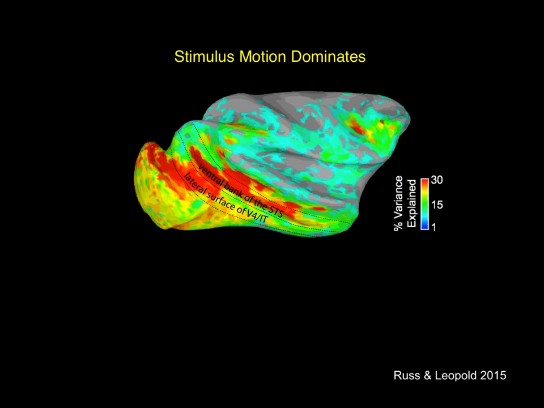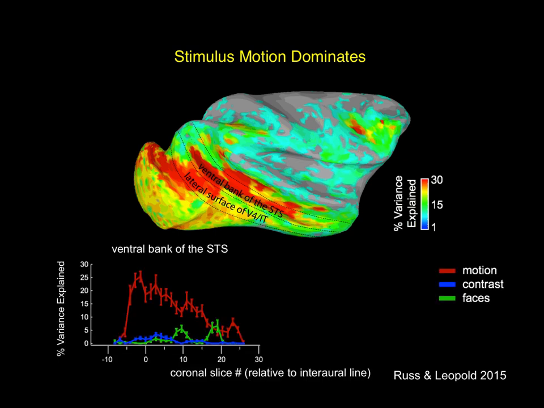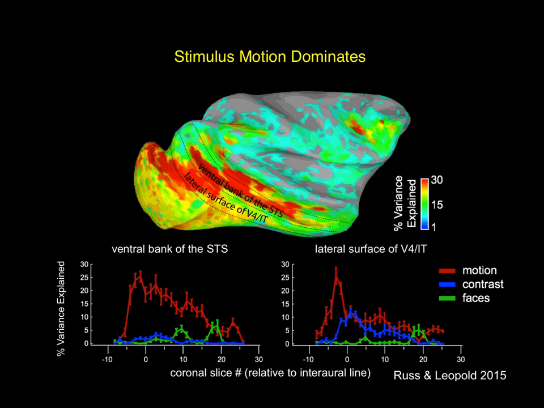These are two known streams along the visual pathway that have both been implicated in object processing, though the ventral bank of the STS has also been implicated more in motion than the lateral bank. However, what we see is that while the ventral bank is more activated by motion, the driving feature in both the ventral bank and the lateral surface of IT is the motion in the scene.